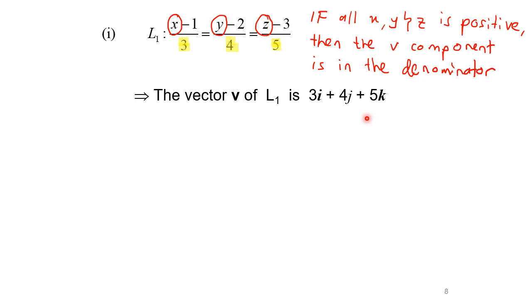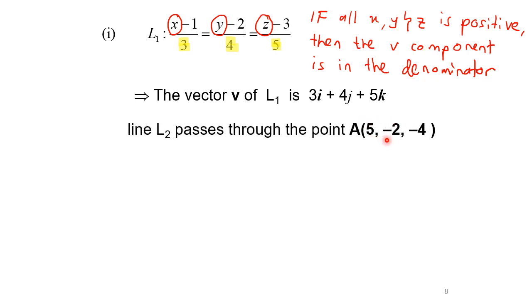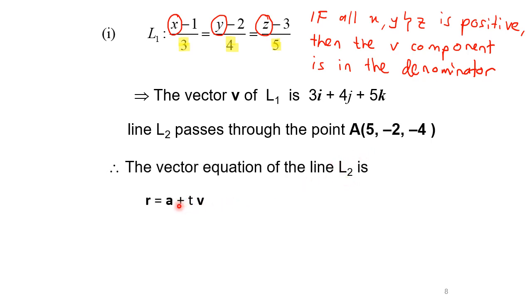And then the position vector of the given point would be our A, that is 5, -2, and -4. With these two pieces of information, we can write down our equation. So the vector equation of the line L2 would be A plus tV. Here we substitute A, and then V from the vector parallel from the other line. So this will be our vector equation for L2.